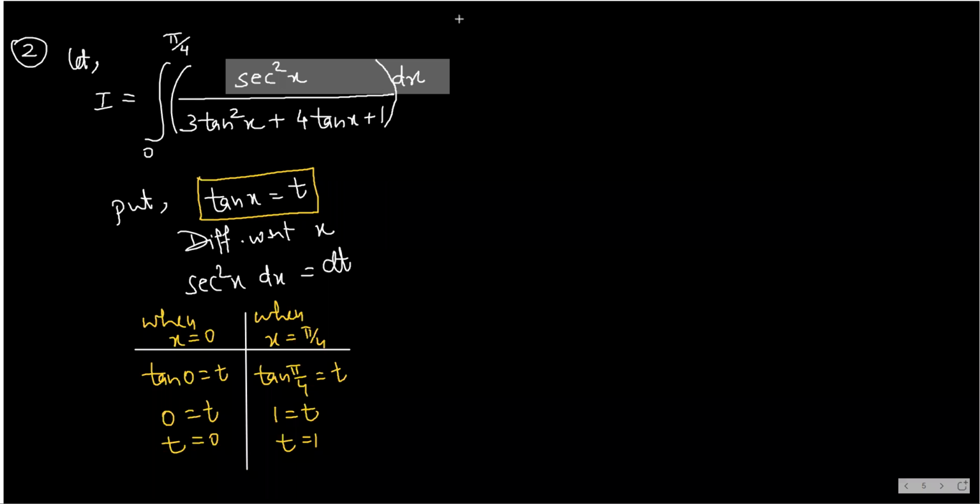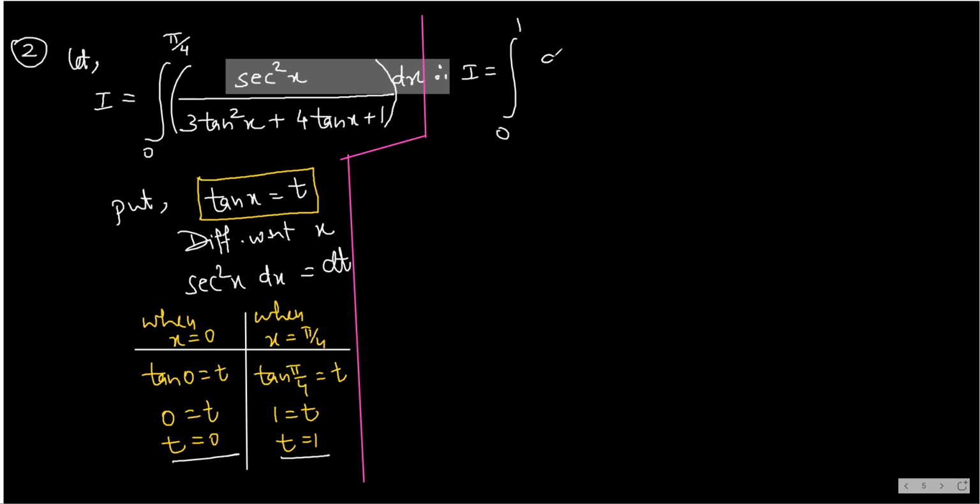Now I will substitute for the new integral. So I write therefore I equals 0 to pi by 4 will become 0 to 1. You can check here, t goes from 0 to 1. sec square x dx will become dt. So here I write dt. And down here I get 3t square, since tan x is t, tan square x is t square, plus 4t plus 1.